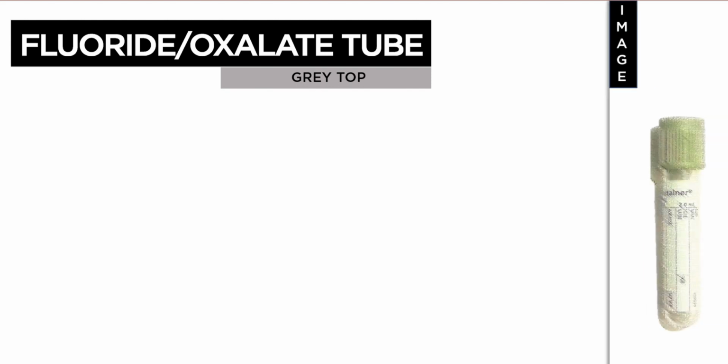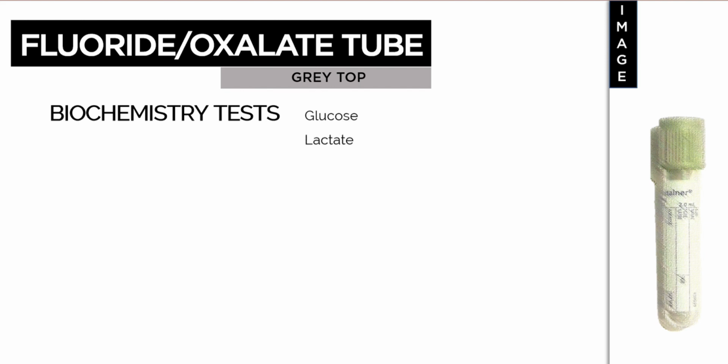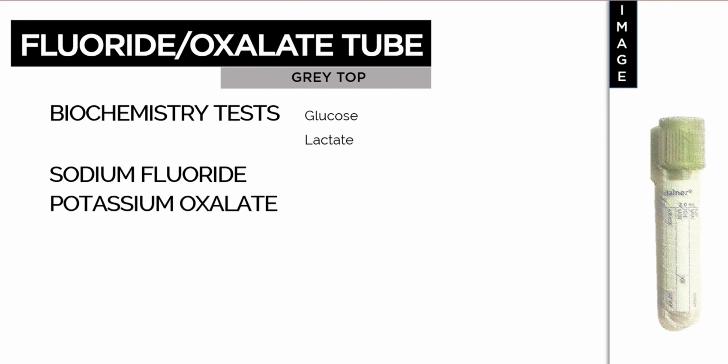The last tube is the fluoride or oxalate tube. It has a gray top. Here is an image. It is used for biochemistry tests such as tests for glucose and lactate. It also has two additives. First is the sodium fluoride. Sodium fluoride acts as an antiglycolytic agent which prevents further glucose breakdown after the sample has been taken. The second additive is potassium oxalate, which acts as an anticoagulant. After collection, it has to be inverted 6 to 8 times.